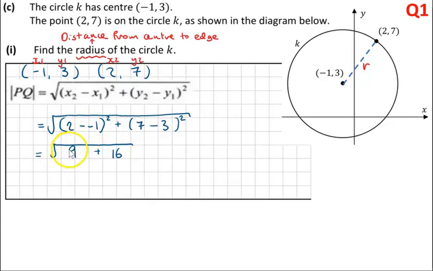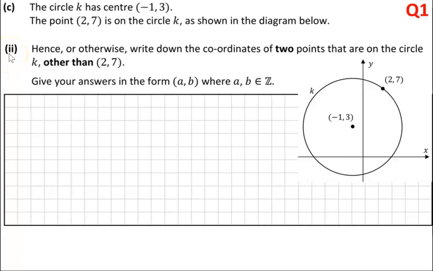And 3 squared is 9. And then 7 minus 3 is 4. And 4 squared is 16. So we've got the square root of 9 plus 16. Don't forget to keep bringing down your square root every step if you do decide to do it step by step. So 9 plus 16 is 25, and the square root of 25 is 5. So the radius is 5 units. So the distance from the center to the edge is 5 units.